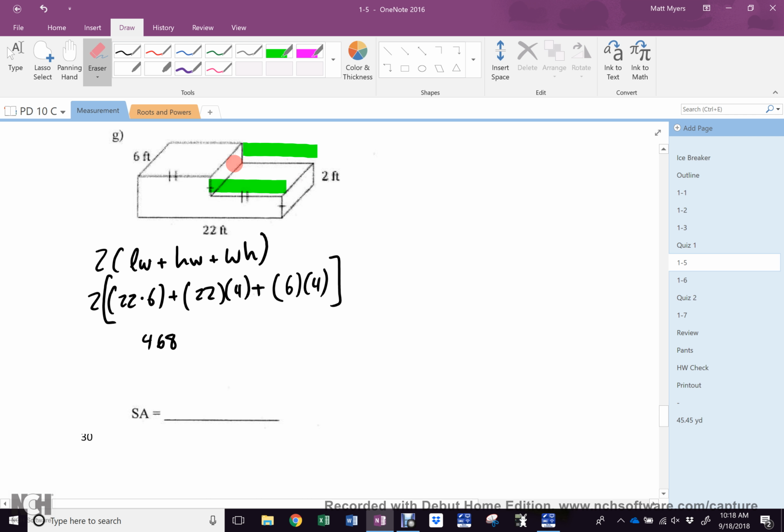Because that green is the only part that's missing, isn't it? When I cut it out, the whole roof is still there, and this wall is still there. So just that green rectangle is missing, yes? How long is it? 6. It's 22 divided by 2, 11. And how tall is it? 2. What's 11 by 2?